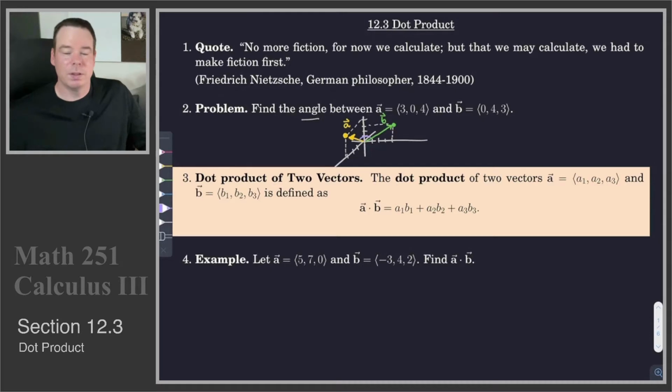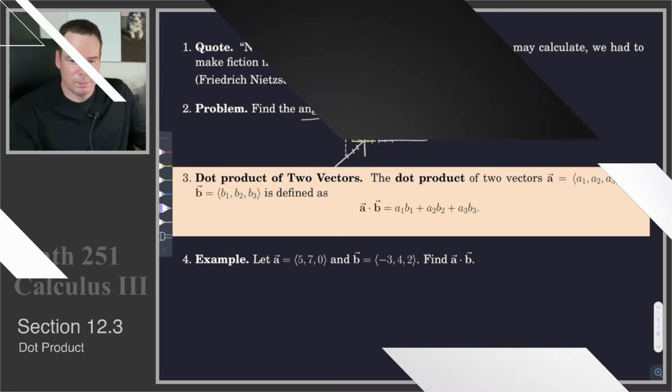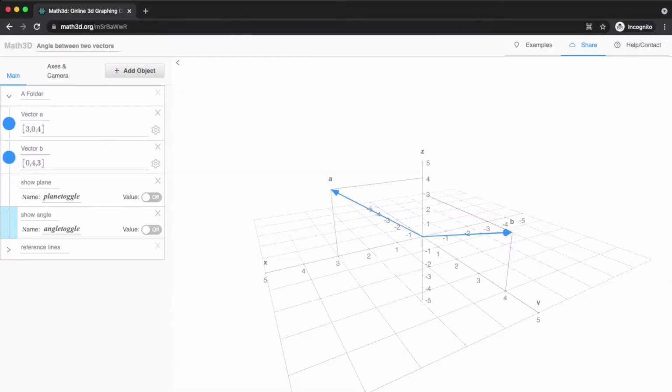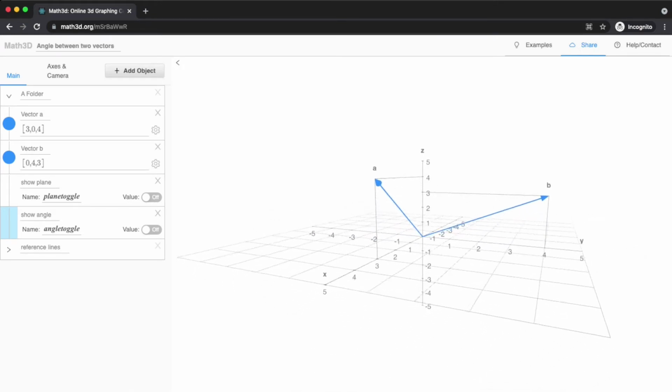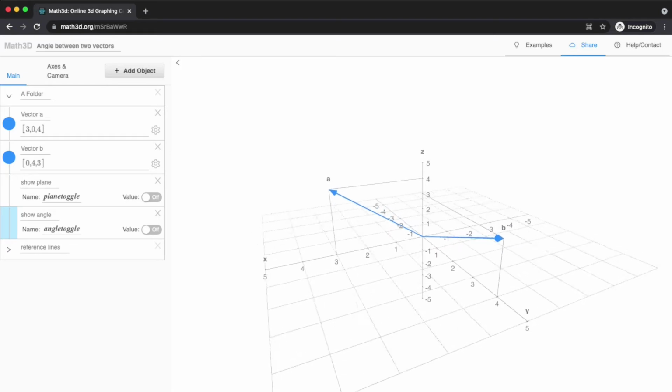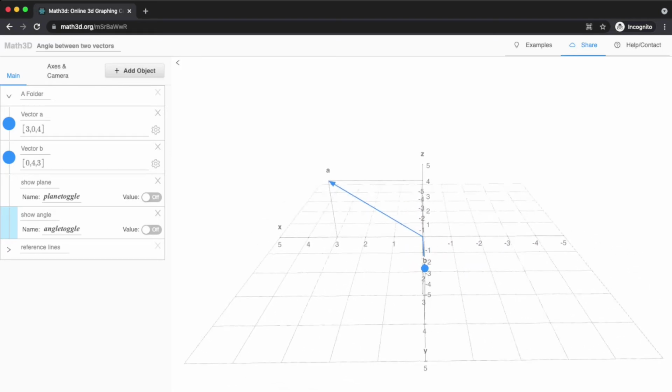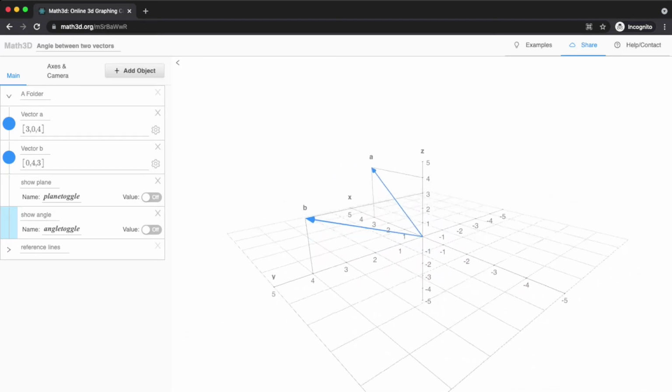Now with 3 dimensions, sometimes it's difficult to get your head around what the angle between two vectors is, in order to just imagine how would I envision this angle. So let's just look at a demo. So here I've got the two vectors drawn. There's A and B, and we're interested in the angle between them. So what would the angle between them be?